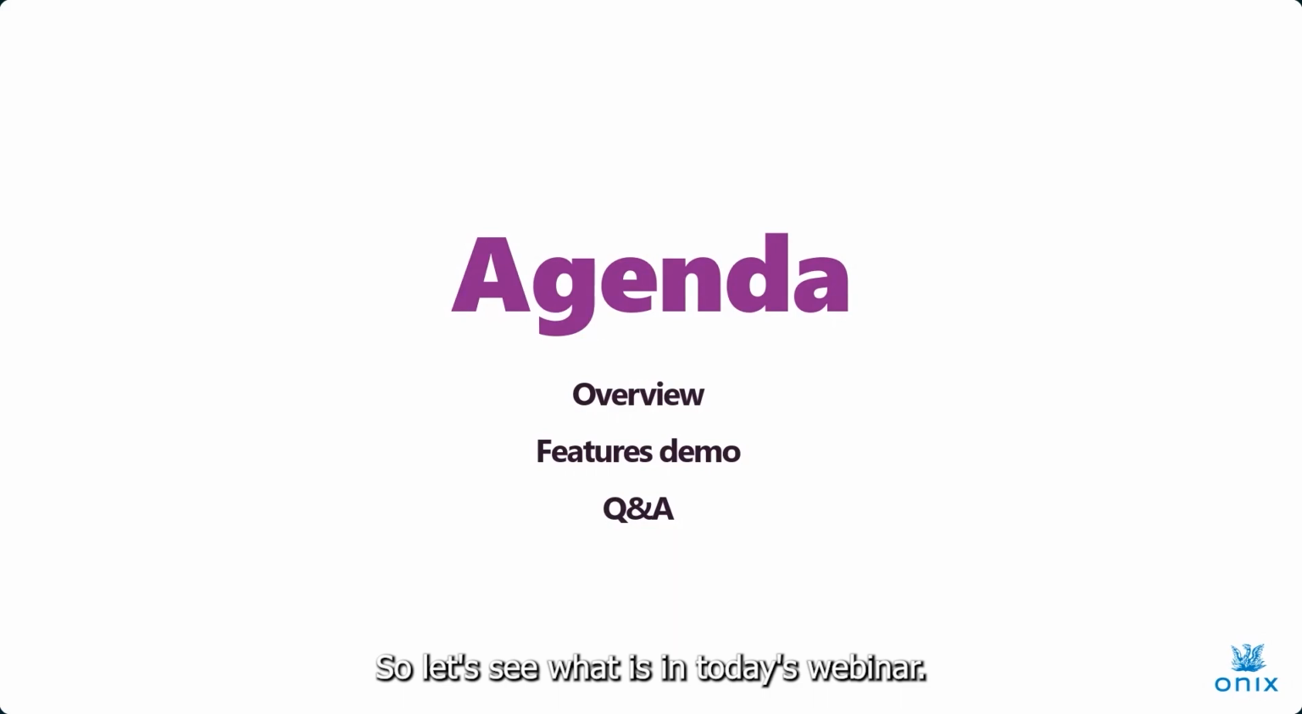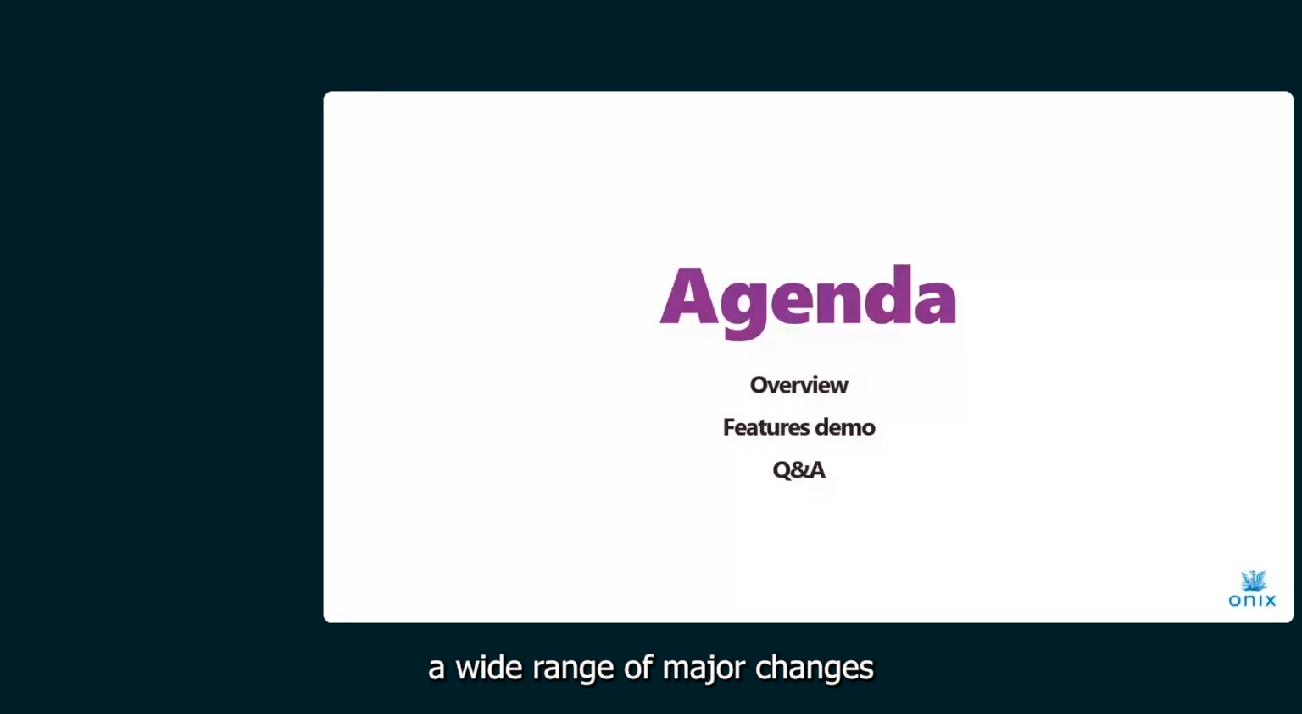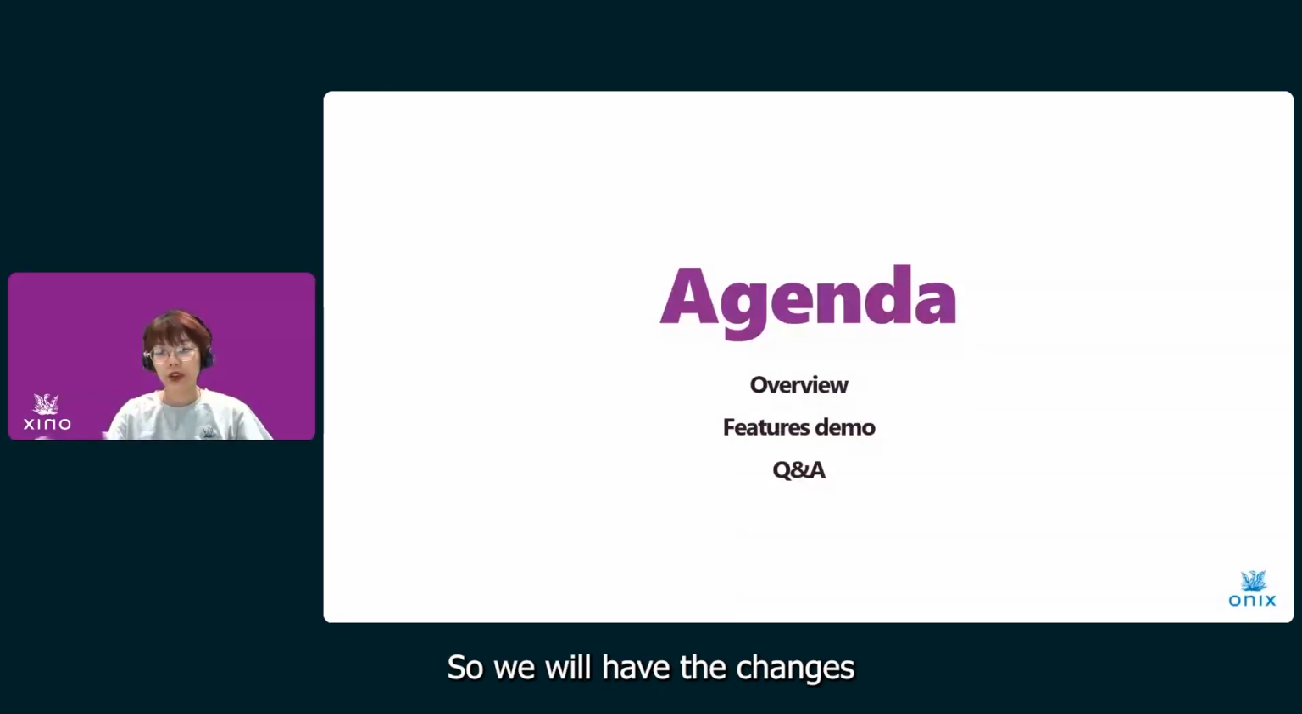Okay, so in today's webinar, we will go through a wide range of major changes across the Onix products. So we will have the changes in Onix Work, Onix Worker, Onix Inspect, Onix Toolstar. And we will also have a big upgrade to the Onix website and Onix community. And after the overview of all the changes, we will see the demonstration of the most highlighted features. And finally, we will end the webinar with the question and answer session.